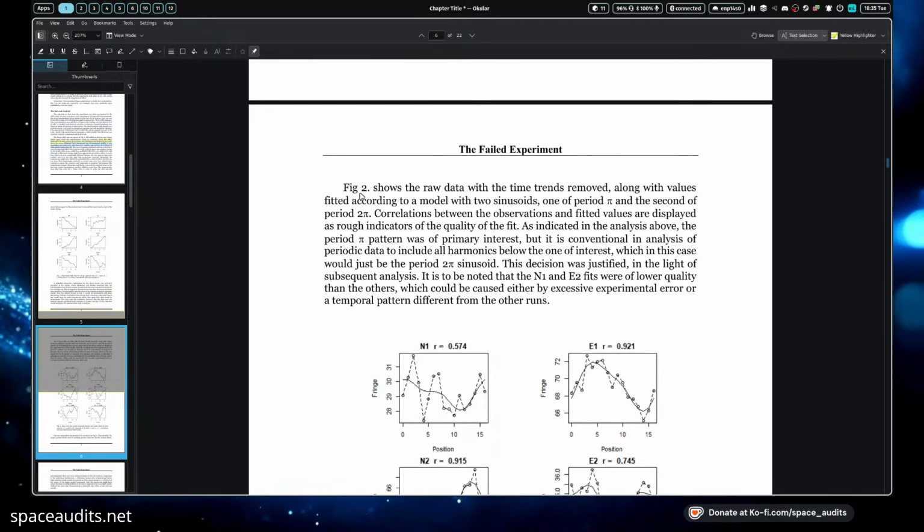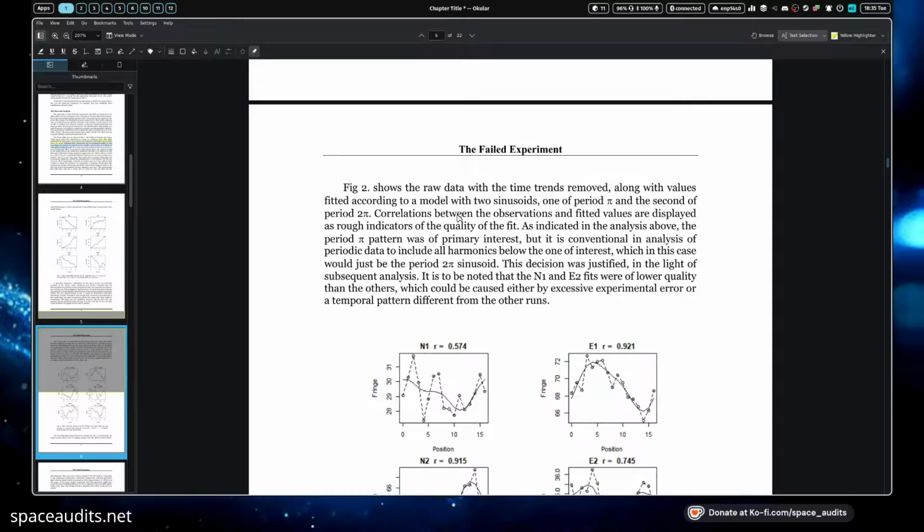Figure 2 shows the raw data with the time trends removed, along with the values fitted according to a model with 2 sinusoids. Sinusoids, thank you. One of the period pi and the second of a period 2 pi. Yeah, I knew I wasn't hitting it right. I was like, there's something I'm missing here.